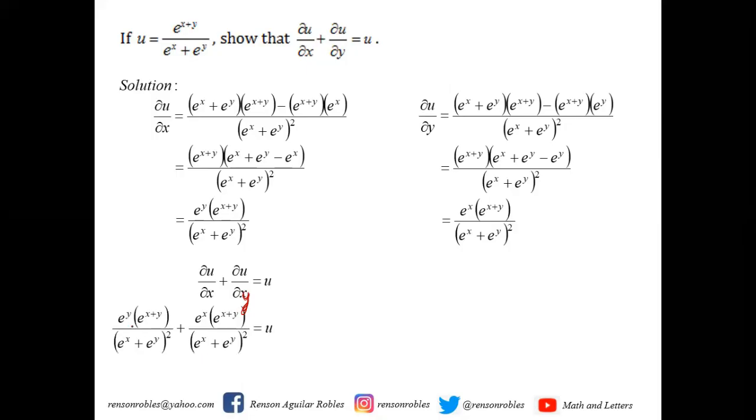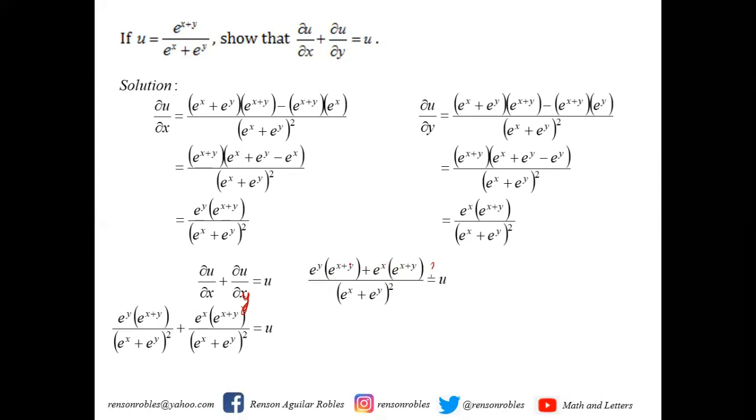And then we have e to the y times the quantity e to the x plus y all over e to the x plus e to the y squared, plus e to the x times the quantity e to the x plus y all over e to the x plus e to the y squared, equals u. And since the denominators are equal, we can just write this as one fraction of this form. So that's e to the y times e to the x plus y plus e to the x times the quantity e to the x plus y, all over the quantity e to the x plus e to the y squared, and that is equal to u.